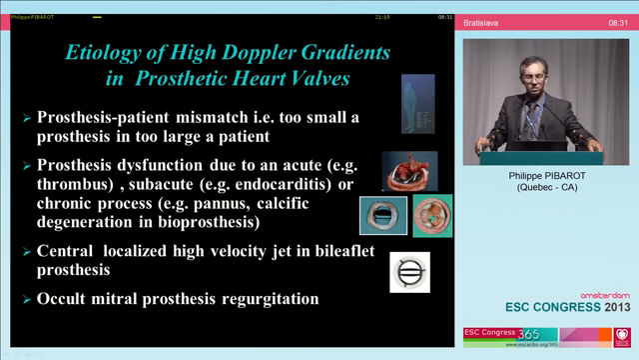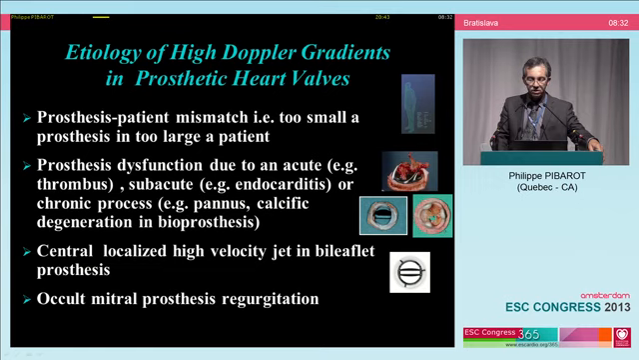Of course, the high gradient may be due to an intrinsic dysfunction of the prosthesis, such as an acute process, a thrombus, subacute endocarditis, or a chronic process, a pannus or calcific degeneration of a bioprosthetic valve. And there are other potential causes of high gradient that we have to keep in mind. For example, in the case of a bileaflet mechanical valve, you may have a localized high velocity, high gradient through the central orifice of the prosthesis. And finally, sometimes the high velocity or gradient is the only detectable sign of an occult regurgitation in a mitral prosthesis.